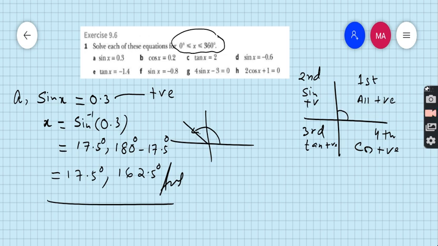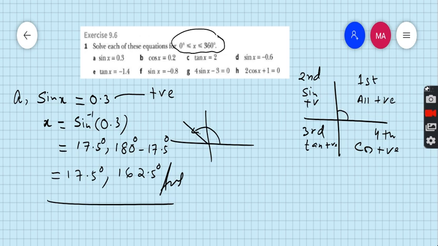Now if you think in your mind why we don't find the value in the third quadrant and in the fourth quadrant: in the third quadrant the value of sine is negative. In the fourth quadrant sine is negative as well. So only in two quadrants, first and second, is the value of sine positive.